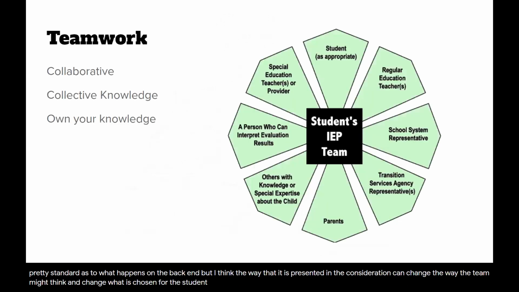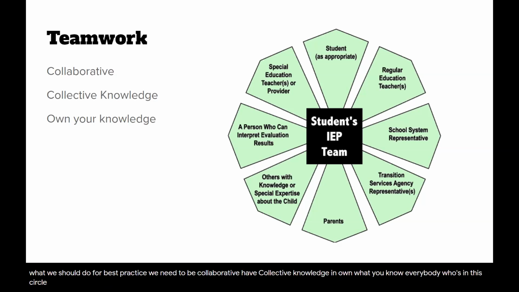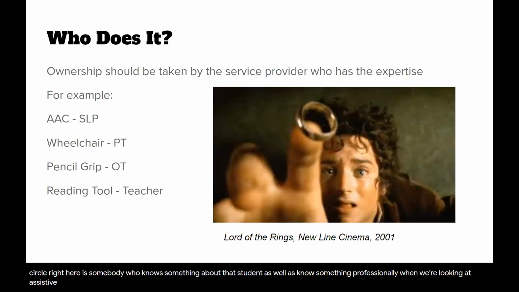So we have to think about our IEP the same as some of these quiet trademarks that say this is what we should do for best practice. We need to be collaborative, have collective knowledge, and own what you know. Everybody who's in this circle right here is somebody who knows something about that student as well as knows something professionally. When we're looking at assistive technology, I know there's a program I work with now where it's kind of fallen to the SLPs to do everything with that AT box. But at the same time, the SLP, I'm going to say, I don't know much about a wheelchair.